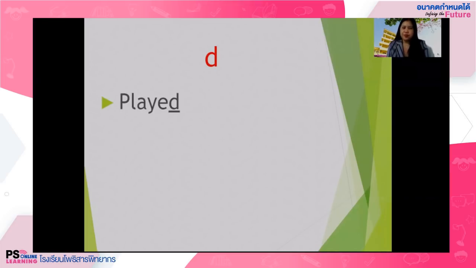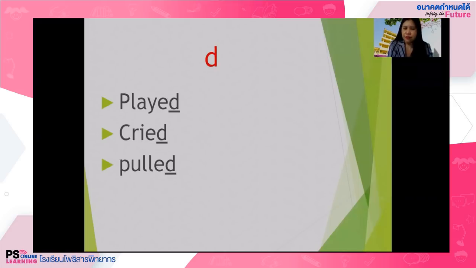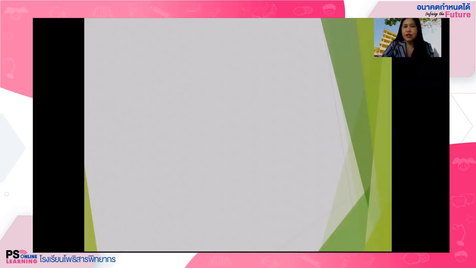Look at the word. Say it, played, played, played. Very good. Second, cried. Say the D sound at the end. Cried, cried. Very good. And the last one is pulled. Very good. So remember those sounds because you have to pronounce those letter sounds later.